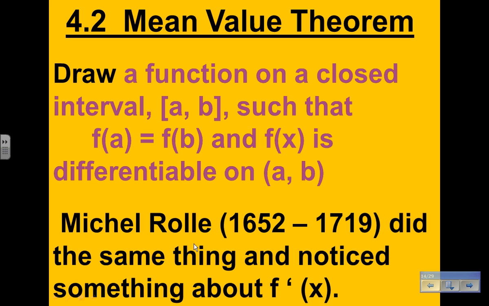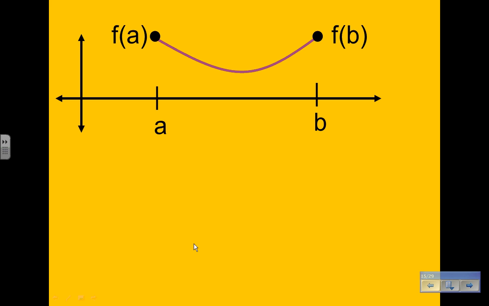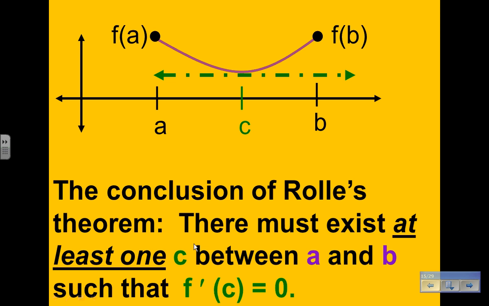You don't have to write down Rolle in this theorem. He found out that when you did something like this, here's my picture, there's a point between a and b that's a critical value where the derivative equals 0. And that's known as Rolle's theorem. If there are two y values the same, there's a vertex. At the vertex, the derivative has a value of 0, and that point, x value, is known as a critical value. You have to have at least one. So we're going to take this little theorem and apply it to the mean value theorem.